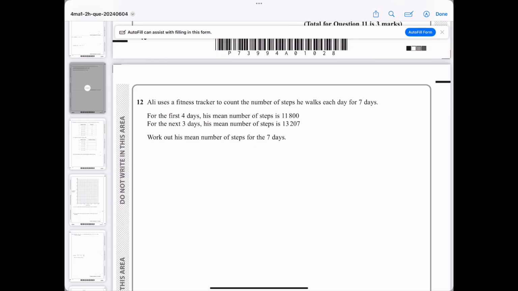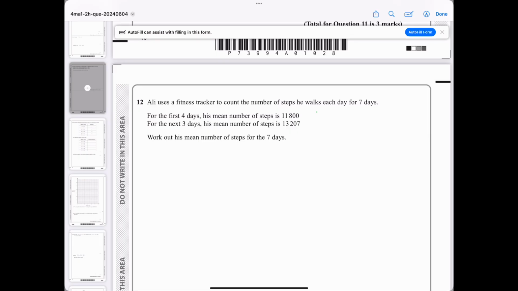Ali uses a fitness tracker to count his steps as he walks each day for 7 days. For the first 4 days, his mean number of steps is 11,800, and for the next 3 days, his mean number is 13,207. Work out his mean number of steps for 7 days.